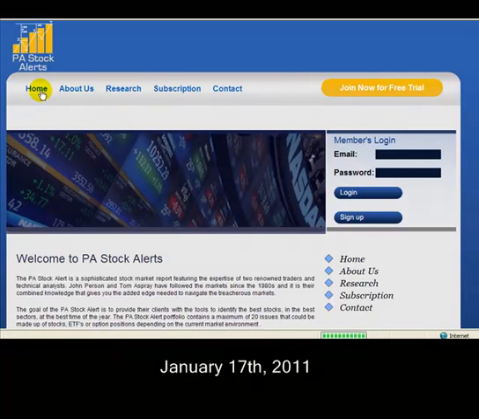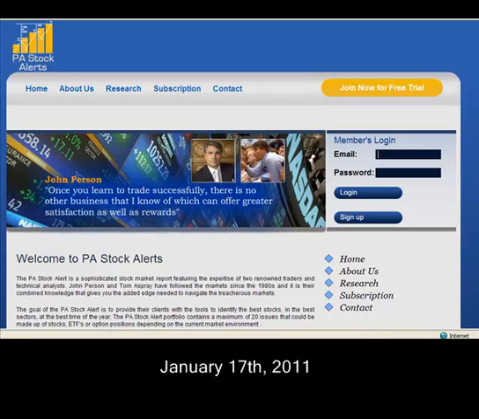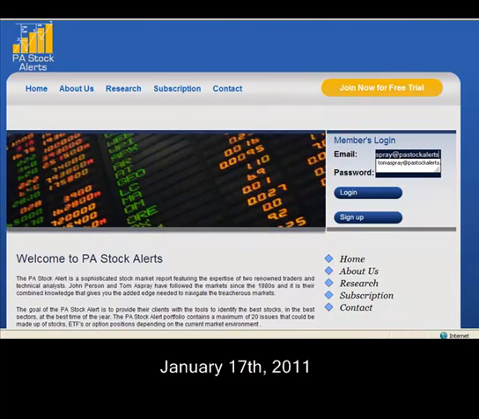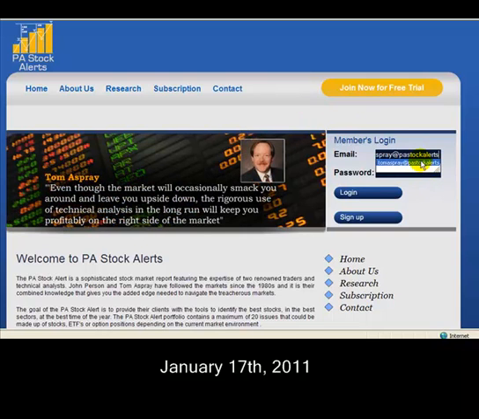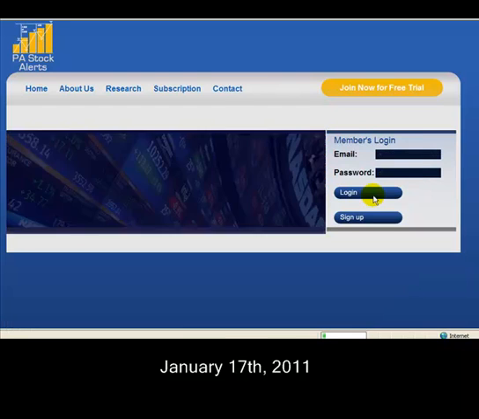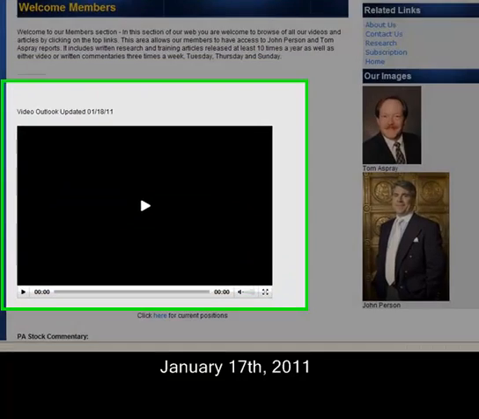For those of you who are subscribers, just a reminder to log on to the members section. All you have to do is type in the email address that you used to register for the service. I'll use mine. And then type in your password. Once you've entered your password, just hit log on. That'll take you to the members area of our website. It'll show you when the latest video was available. This one was updated as of January 18th. Also, you can click here to see our current positions. That will tell you all of our current positions we're holding, our new recommendations, protective stops, price objectives, etc.